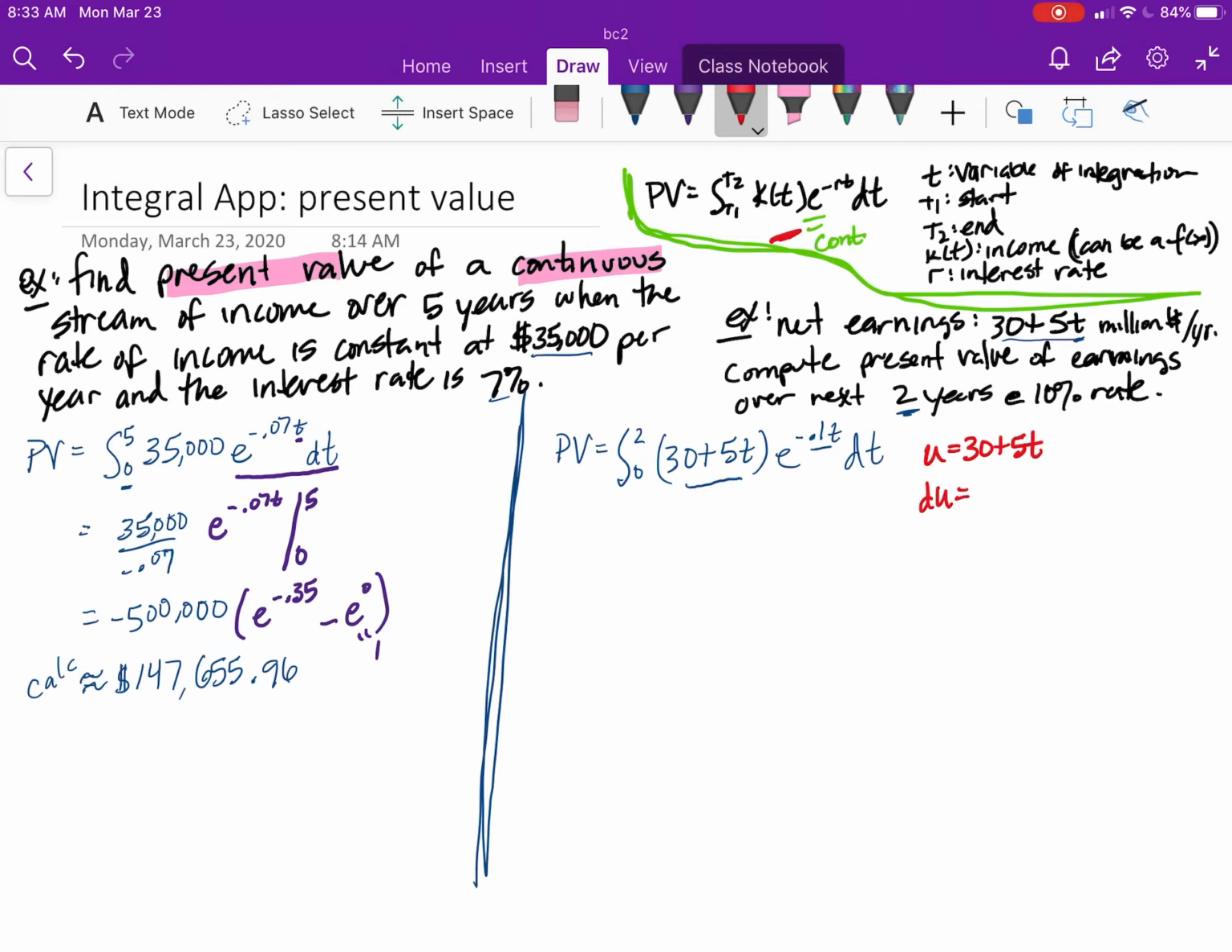So this is u, and the rest of that is going to be the dv. So du, we get 5 dt, and then dv is e to the negative 0.1 t dt, and v, if we integrated that to get from dv to v, we leave e to the negative 0.1 t, but then we divide by negative 0.1.